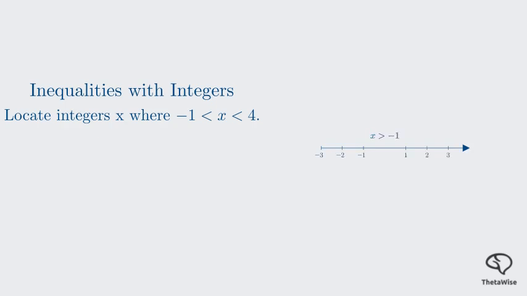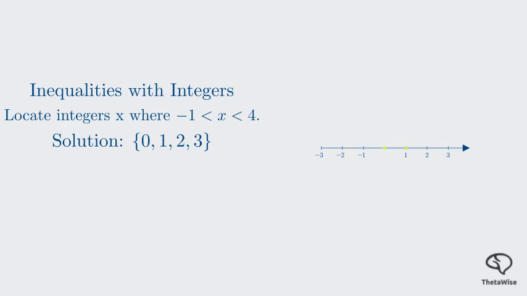The inequality states that x must be strictly greater than -1. The first integer greater than -1 is 0. The inequality also states that x must be strictly less than 4. The last integer less than 4 is 3. So our solution is the set of integers 0, 1, 2, and 3.